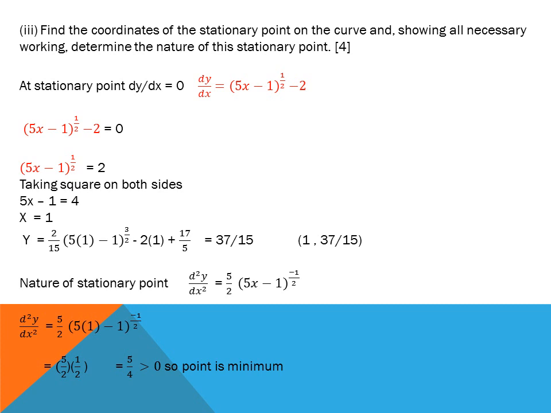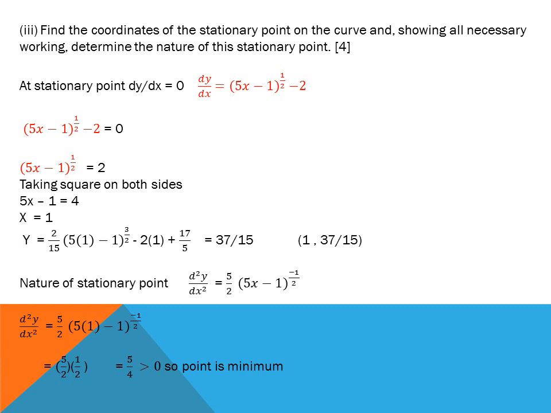Taking the square root on both sides, I find x is equal to 1. In order to find the value of y, I use the equation of the curve, which I have already found in the previous part. The equation of the curve is y equals 2 by 15 (5x minus 1) to the power 3 by 2 minus 2x plus 17 by 5. Placing x equal to 1, it becomes 37 over 15. So the coordinates of the stationary point are x is 1 and y is 37 by 15.